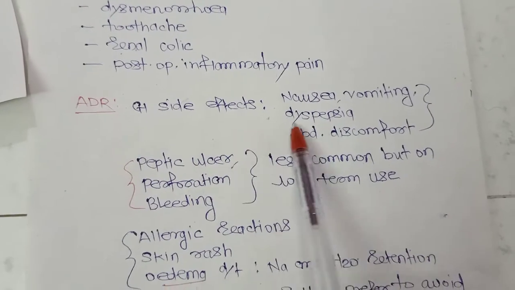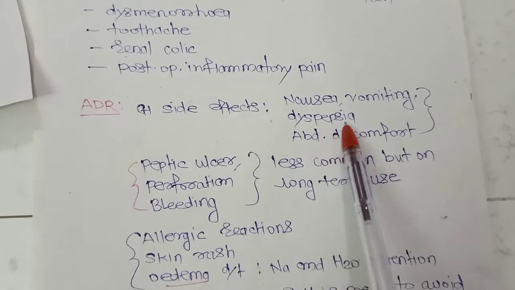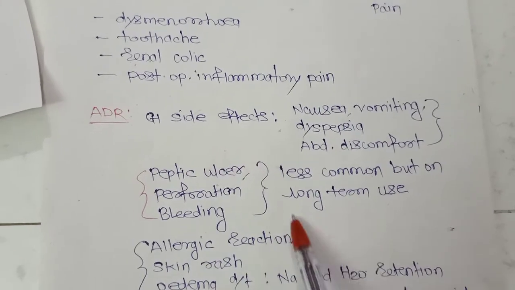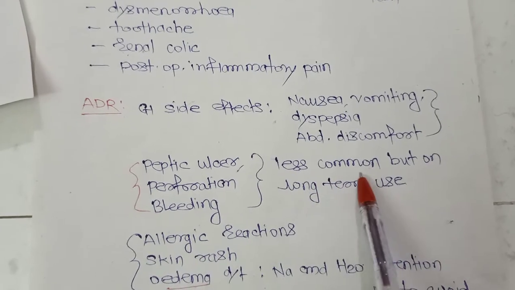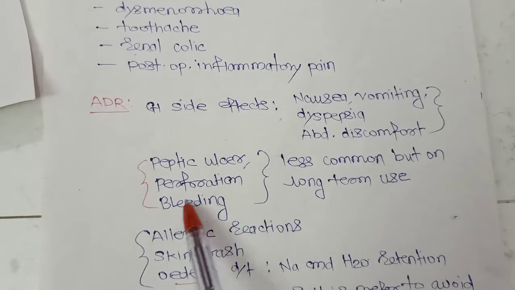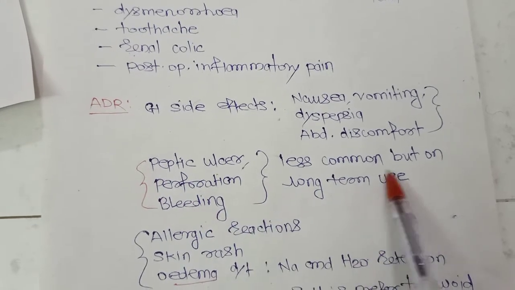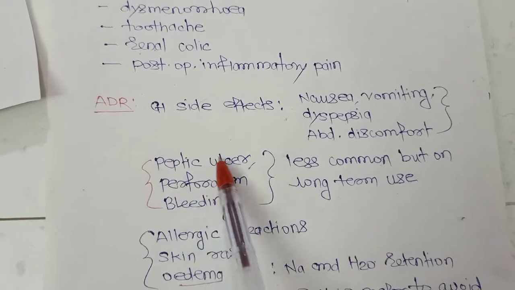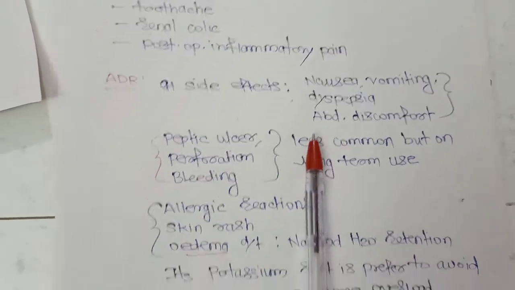Now adverse effects. Mostly it is a GI irritant. GI side effects include nausea, vomiting, dyspepsia and abdominal discomfort. When you use this drug for a long period, it may lead to peptic ulceration, perforation and GI bleeding. These are less common, but may be seen on long-term use.